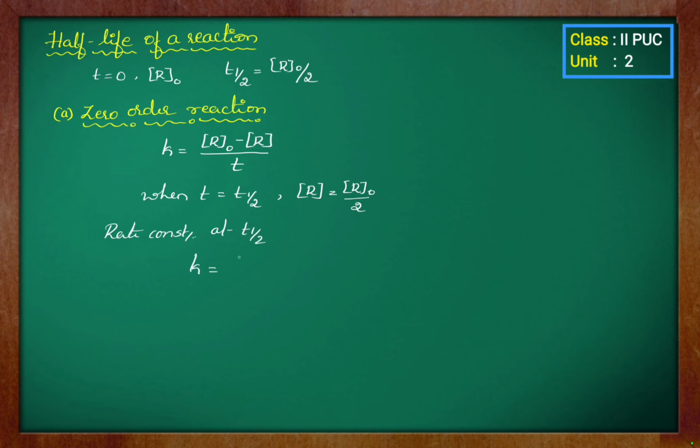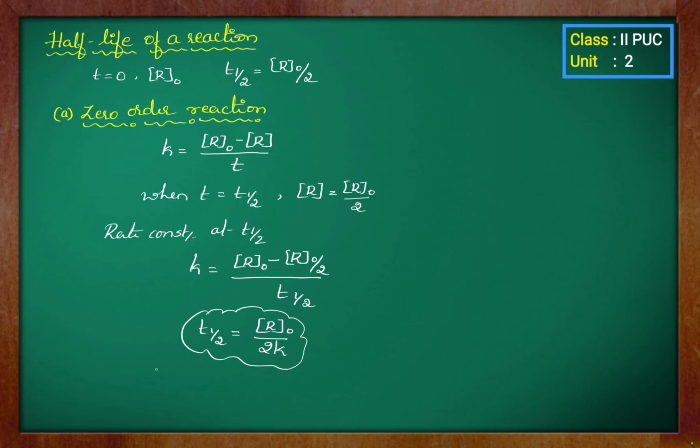is k is equal to R0 minus R0 divided by 2, divided by t half. Rearranging this, I can write t half is equal to R0 divided by 2k. So this is the expression for the half-life of a zero order reaction.